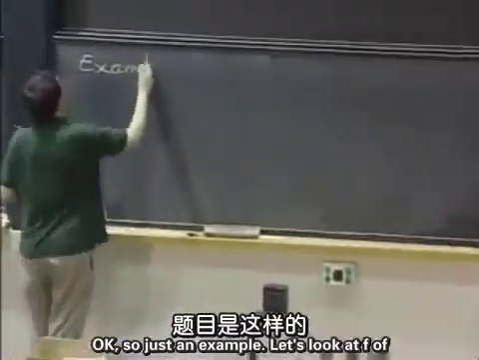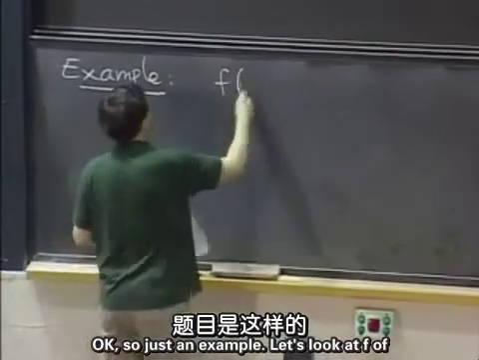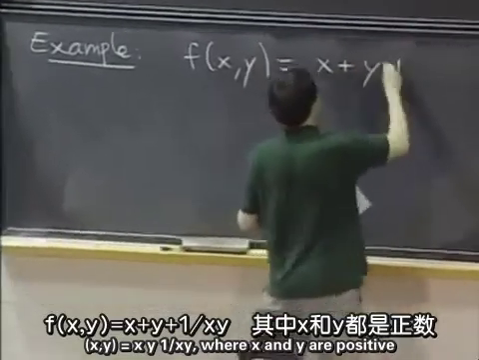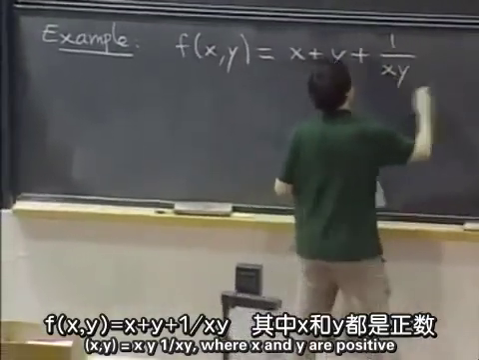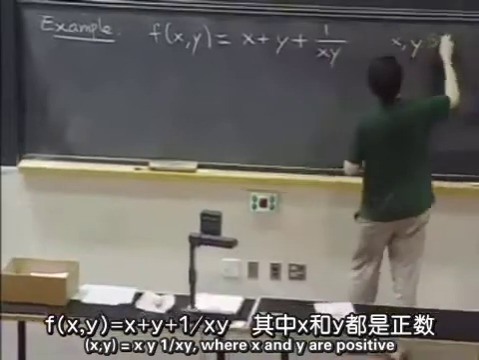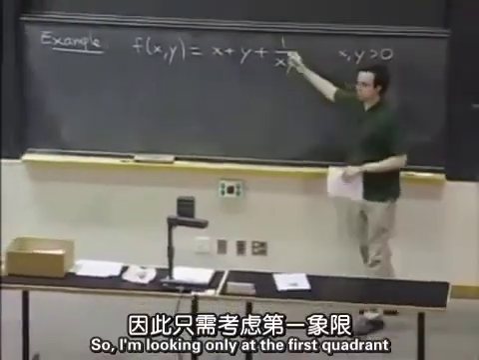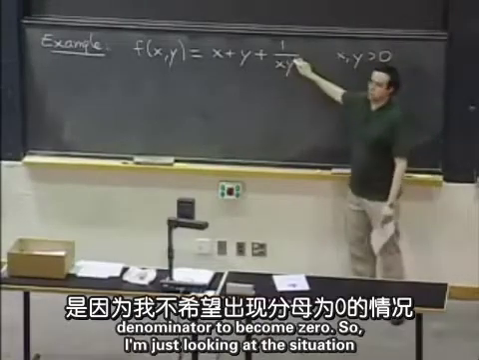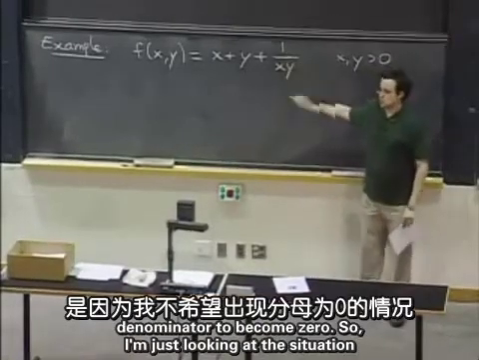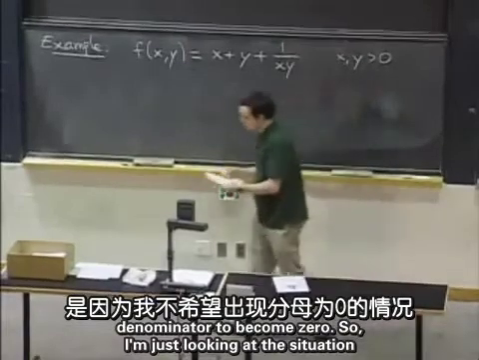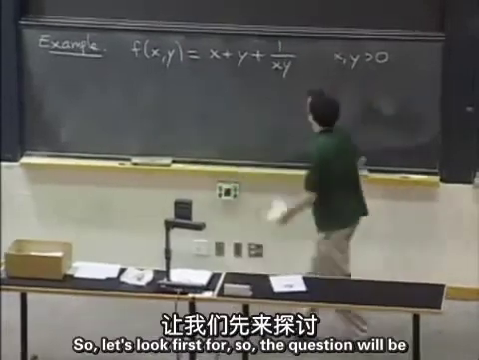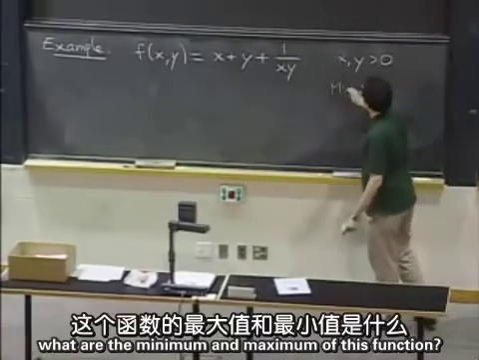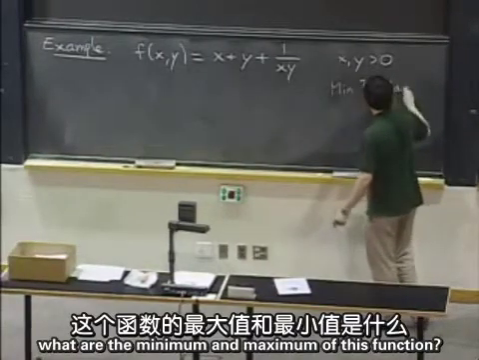Okay, so an example. Let's say I look at f of xy equals x plus y plus 1 over xy, where x and y are positive. So I'm looking only at the first quadrant. I'm doing this because I don't want this denominator to become 0. So I'm just looking at that situation. So the question will be, what are the minimum and the maximum of this function?